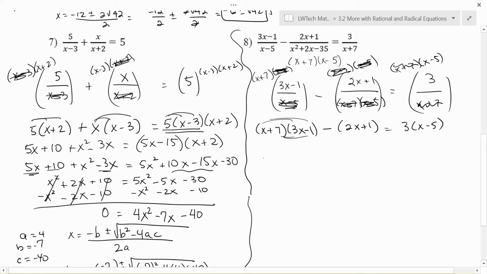So x times 3x gives me a 3x squared. X times a minus 1 gives me a minus x. 7 times 3x gives me plus 21x. And 7 times minus 1 gives me a minus 7.